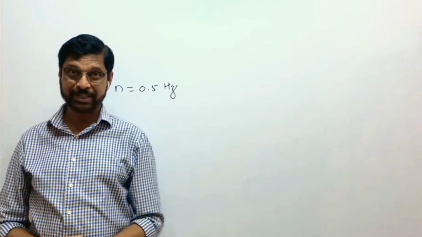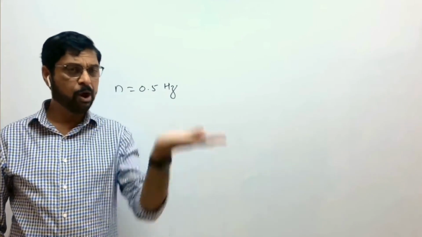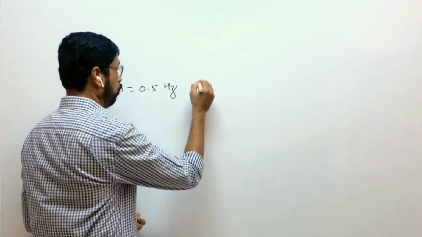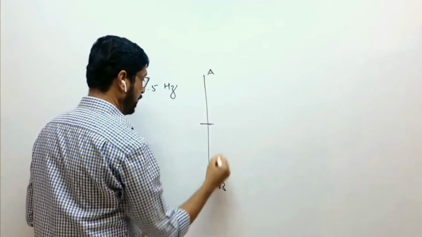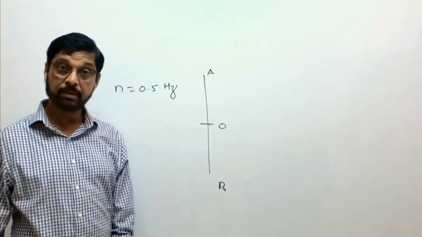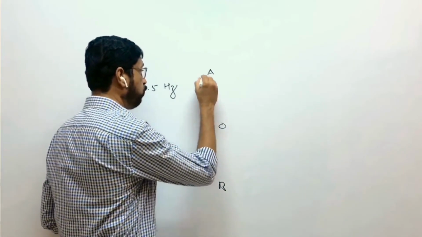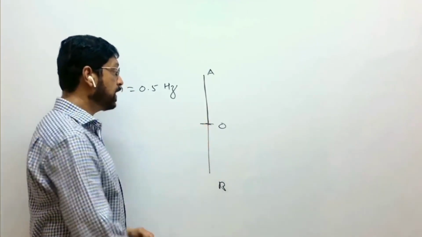That is your question. Now, when the block is moving, the piston is moving up and down, vertical SHM, suppose A and B are extreme positions, O is the mean position. When the block is moving upwards, okay, in which direction?